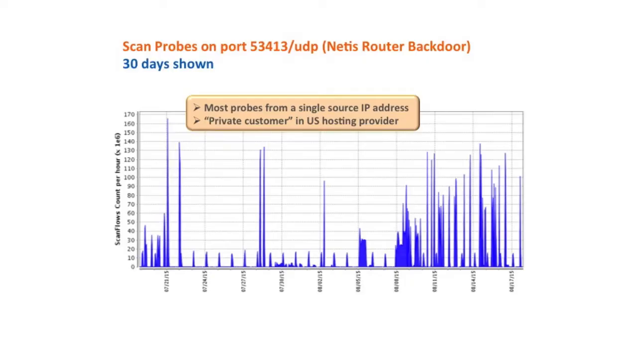It is a Chinese-made device. It's predominantly popular, and in most of the cases where we've seen this, it's in India and China, but you can buy them in the United States, and there are some of them out there. Nevertheless, most of the probes here are from a single source IP address, and it's registered to a private customer in the United States, hosted by a US-based hosting provider. This scanning activity is very spiky in nature, and it's not real dense. It's not really aggressive, but it is actually kind of aggressive in terms of the number of probes, and it continues on.